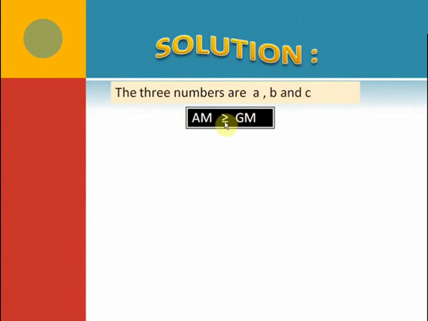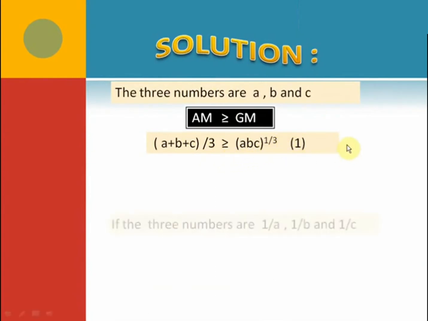Now AM is always greater or equal to GM. Therefore we can write a plus b plus c divided by 3 greater or equal to cube root of abc. And let us say that this is equation number 1. So from AM greater or equal to GM, we get this inequality, that is a plus b plus c divided by 3 greater or equal to abc to the power of 1 by 3.